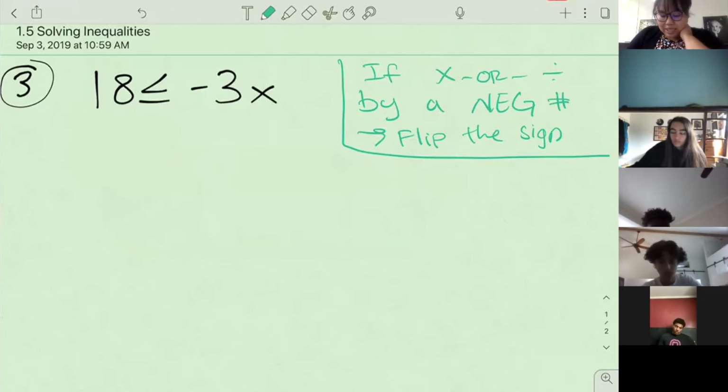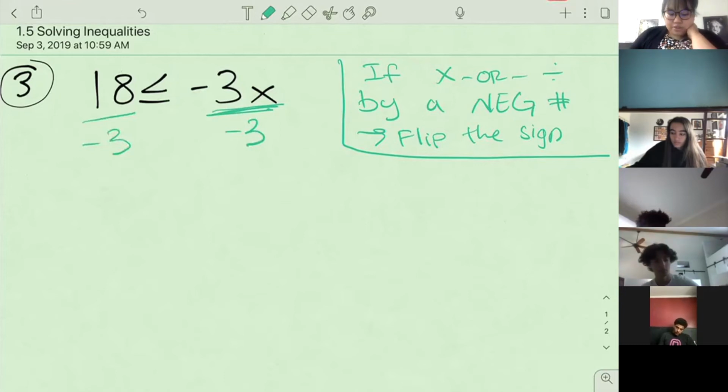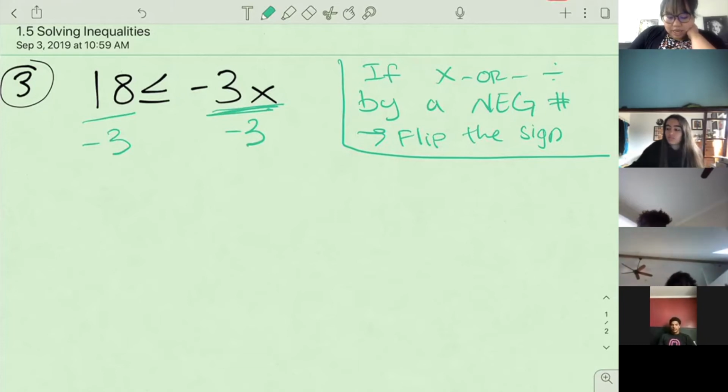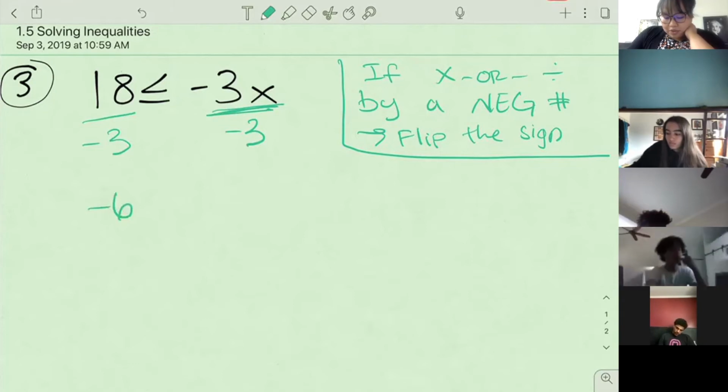Right, I'm trying to isolate this x. I'm trying to get it by itself. So when I get it by itself, then I've isolated. The whole goal is to treat it like an equal sign. It's connected by multiplication, so the opposite of multiplication is division. And what I do to one side, I have to do to the other. So I'm dividing by -3 on both sides. 18 divided by -3 is -6. And then -3 cancels out x.